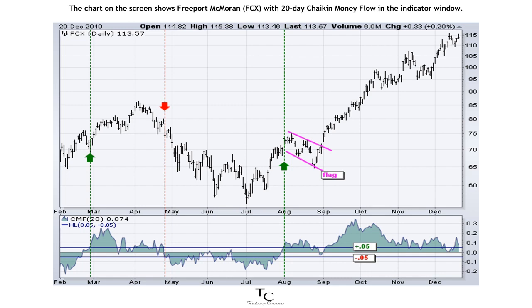The chart on the screen shows Freeport-McMoRan with 20-day Chaikin money flow in the indicator window. There were at least 10 crosses of the zero line between February and December 2010. Adding a small buffer greatly reduced the number of bullish and bearish signals.